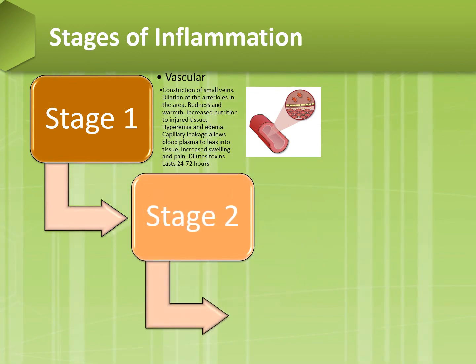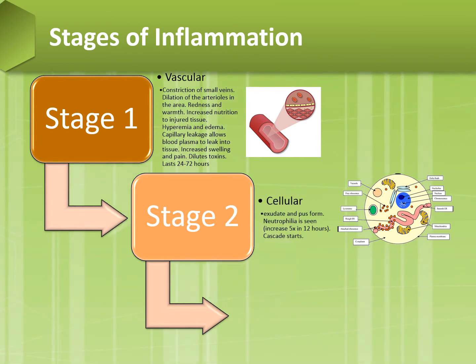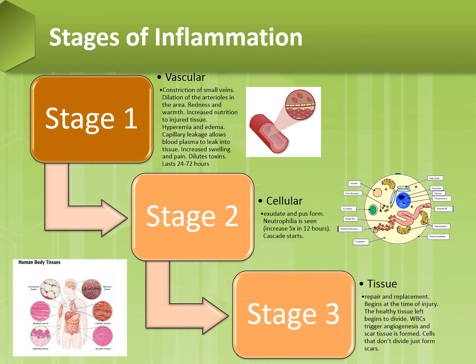Then we have stage 2, the cellular stage. There could be exudate and pus formation, and neutrophilia is seen, usually about a 5 times increase in 12 hours, and then cascading starts. During this stage, there's going to be tissue repair and replacement. It begins at the time of injury, and the healthy tissue left begins to divide, and then white blood cells trigger angiogenesis, and scar tissue is then formed. Cells that don't divide just form scars.